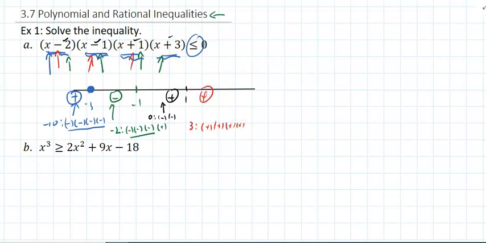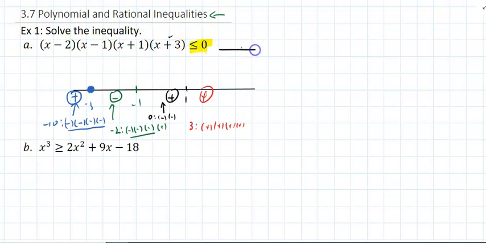So I'm looking for, where is this less than or equal to 0? Well, a value is less than or equal to 0 if the value is negative. Where do we have this being negative? It's right there. And that was it. Just one place. Because those endpoints are included, my answer to this problem would be from -3 to -1.